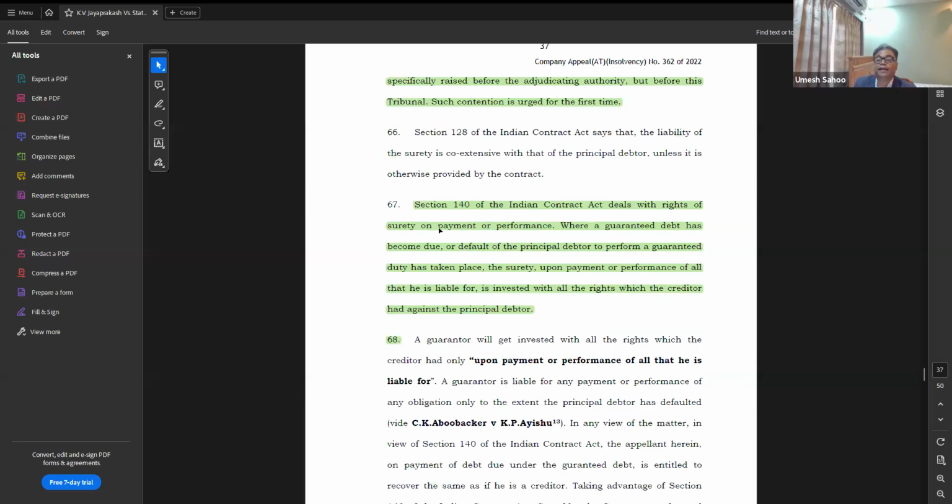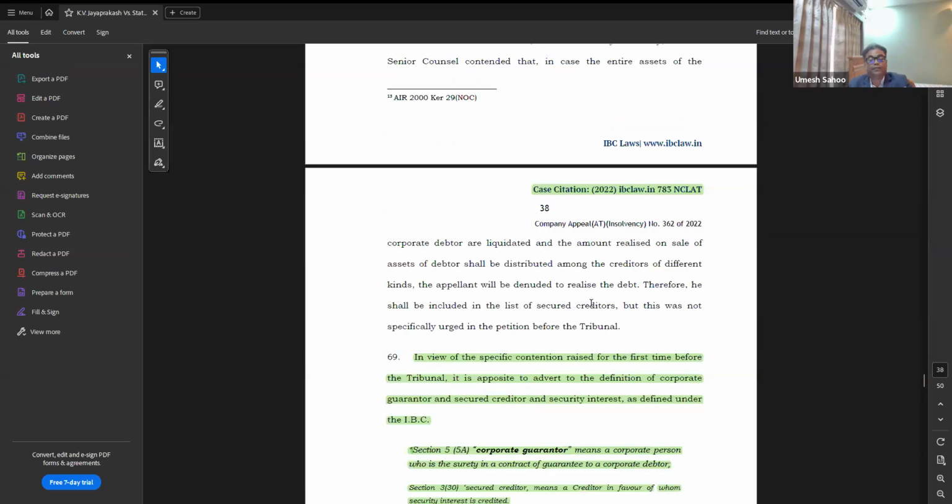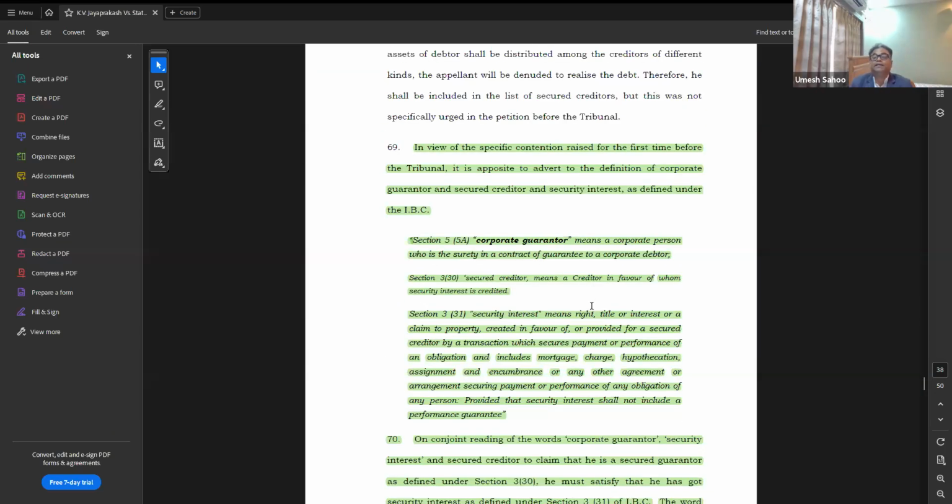Section 140 of the Indian Contract Act deals with the rights of a surety on payment or performance, where a guaranteed debt has become due on default of the principal debtor to perform. The surety, upon payment or performance of all that he is liable for, is invested with the rights which the creditor had against the principal debtor. So this is Section 140. Everyone knows that. But in view of the specific contention raised for the first time before this tribunal, it is necessary to have the definition of the corporate guarantor and secured creditors.